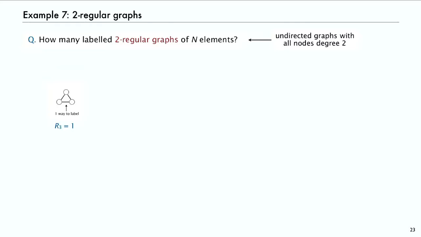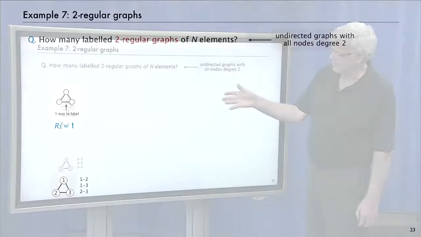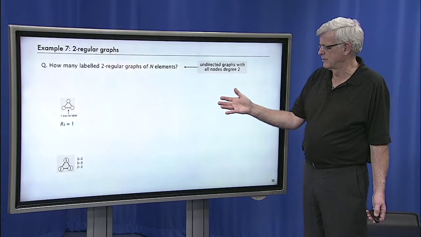There's only one two regular graph of size 3. It's a little triangle. And there's only one way to label that one. It's not any different. So down there at the right is the representation of the graph as a set of edges. If we have an edge from 1 to 2, an edge from 1 to 3, an edge from 2 to 3, then all the nodes have degree 2, and that's the only possibility.